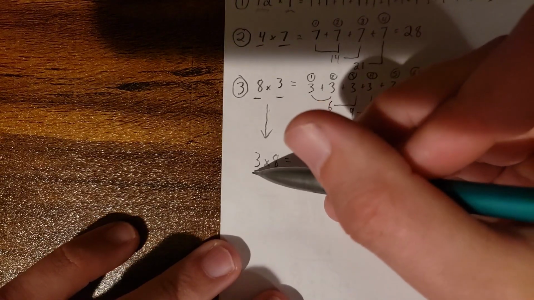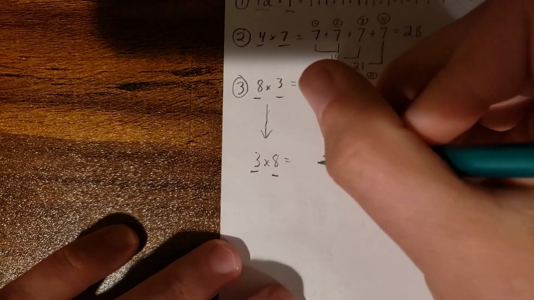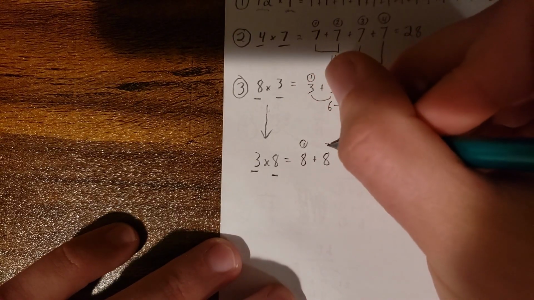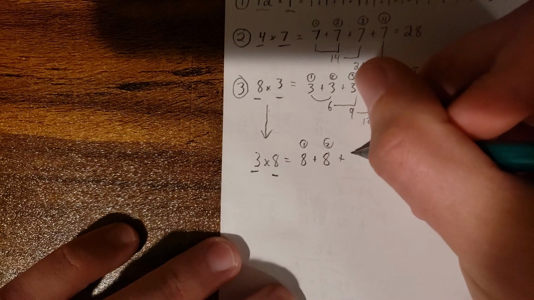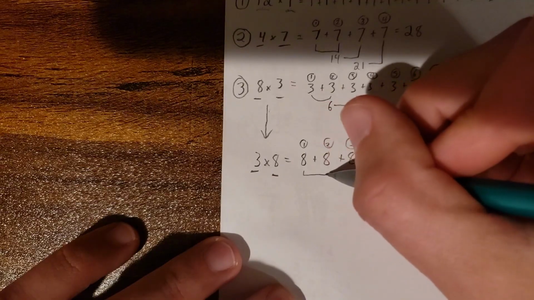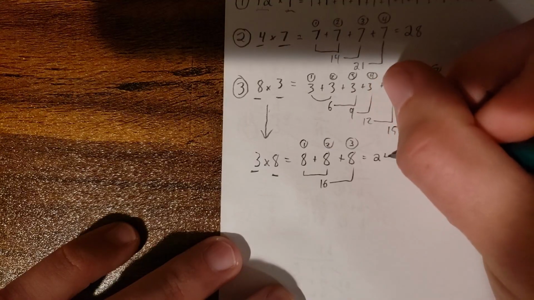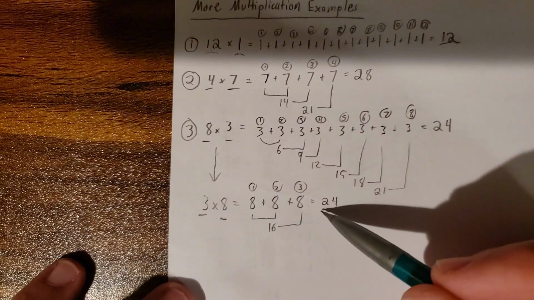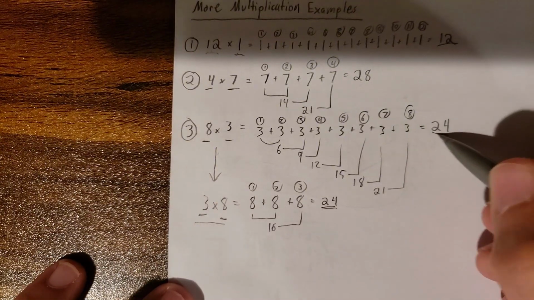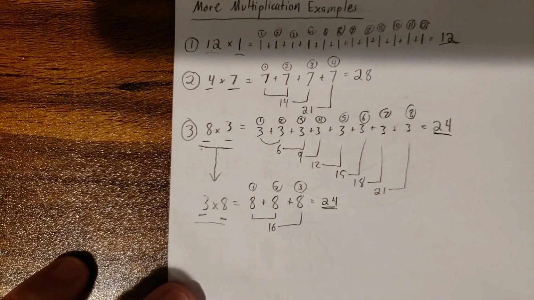So, since this is only 3 groups of 8 added together, that's going to save us a lot of time. So we'll just do our first 8, our second 8, and our third 8 here. We can say that 8 plus 8 is 16, and 16 plus 8 is 24. We see that our 24 here for 3 times 8 is the same as our 24 here for 8 times 3. We know that they are the same.